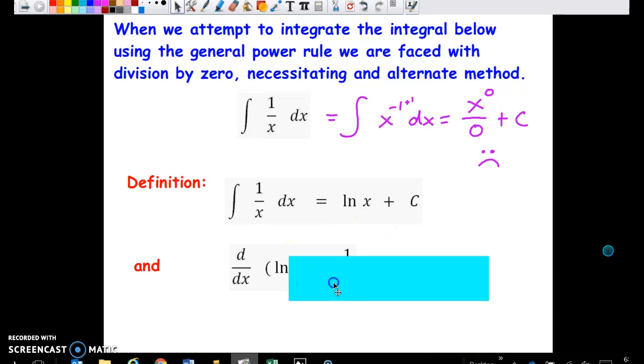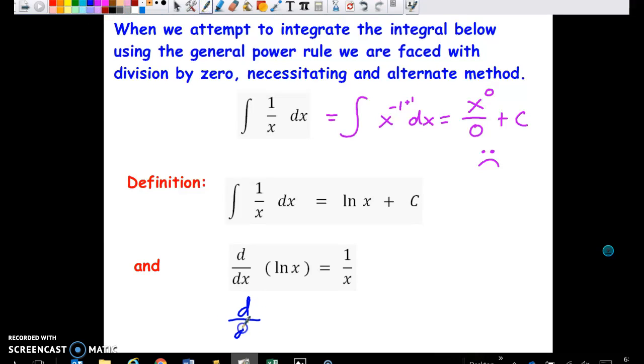And the derivative, then, of the natural log of x is equal to 1 over x. And consequently, we'll learn on the next couple slides that the derivative of the natural log of u is u prime over u.